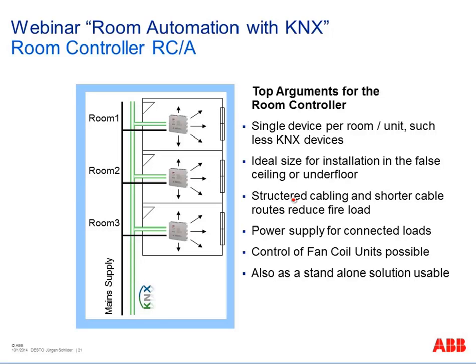Single device per room or per unit. Unit means maybe 2-3 rooms together. So you reduce the number of KNX devices, because it counts as one KNX device, one physical address only, independent of the number of modules inserted. Installation in the underfloor or vault ceiling should fit in all these locations, no problem.